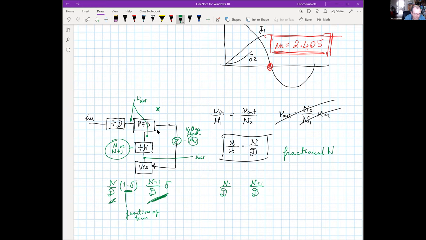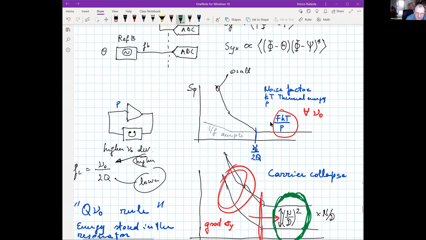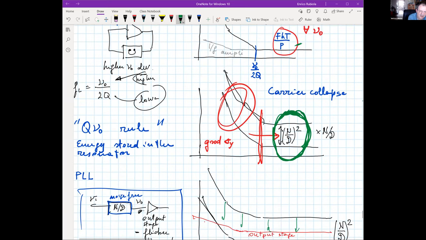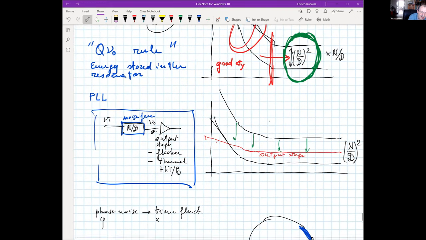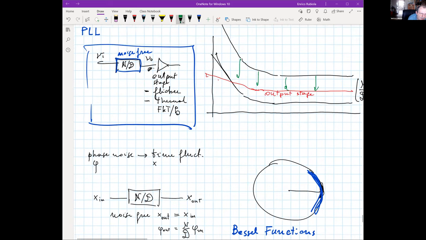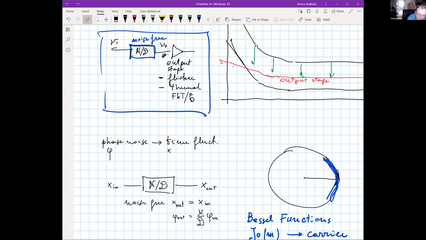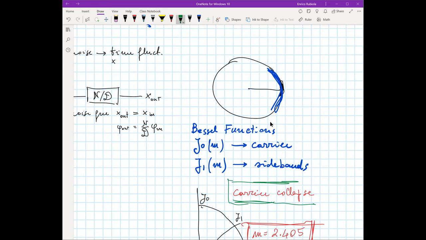There are different regions of the spectrum. If you are interested in phase noise at high frequency, you are in this case, and you target the highest possible frequency of the oscillator. If you are interested in this part, you target lower frequency, and then you have the Egan model describing how the noise is scaled up and down, plus this carrier collapse. But this carrier collapse is something that you very seldom encounter in your life.